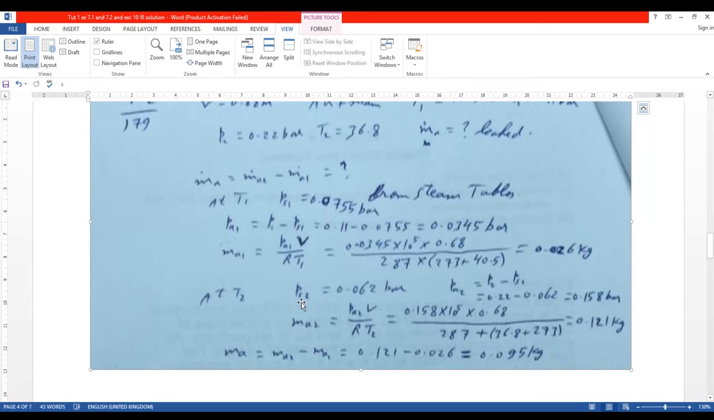Similarly for PS2. At T2 we find PS2 from the steam table again, and then we use PA2 equal P2 minus PS2. We find PA2, and again we use the equation of state, MA2 equal PA2 V over RT2. We get MA2, then the mass of air is the difference, MA2 minus MA1. So as you can see, this is similar to what we have done before. The principle is the same.